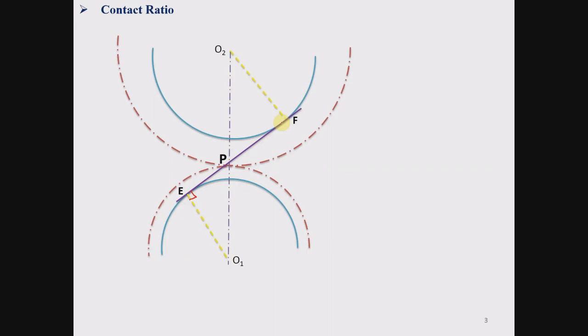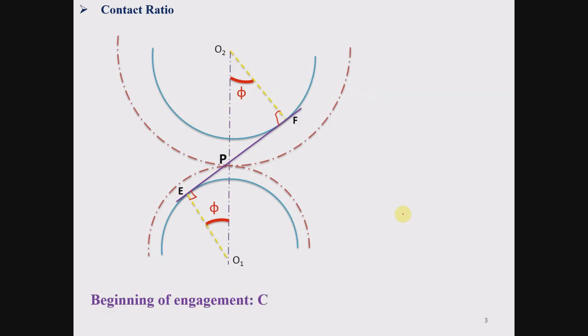O1E and O2F, correct? So EF is normal to O2F, the radius of rotation at the point of tangency. Which are the points of tangencies? E and F. The pressure angle at O1 and the angle at O2 are the pressure angle phi.